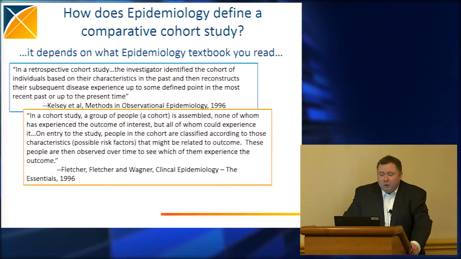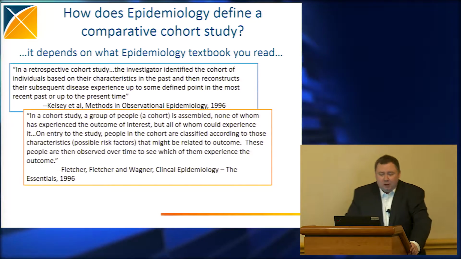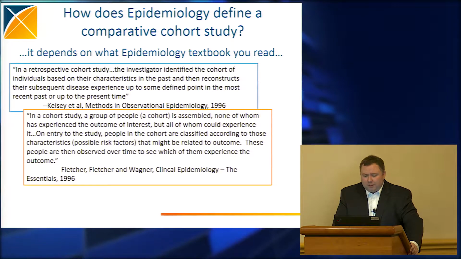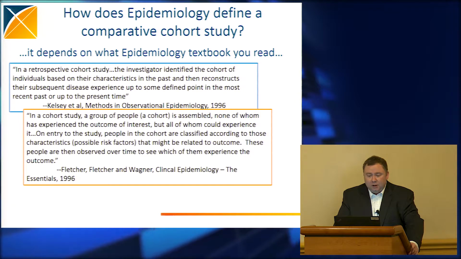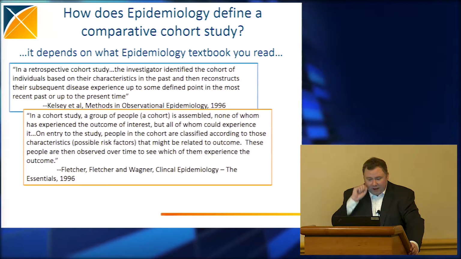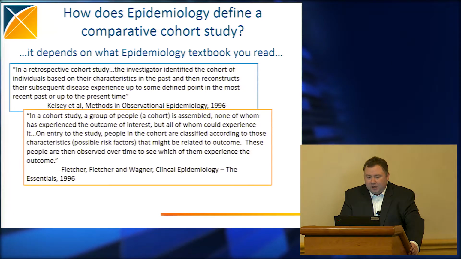So in this book, they define, in a cohort study, a group of people, a cohort, is assembled, none of whom have experienced the outcome of interest, but all of whom could experience it. And on entry to the study, people in the cohort are classified according to those characteristics, e.g. possible risk factors, that may be related to the outcome. These people are then observed over time to see which of them experience the outcome.